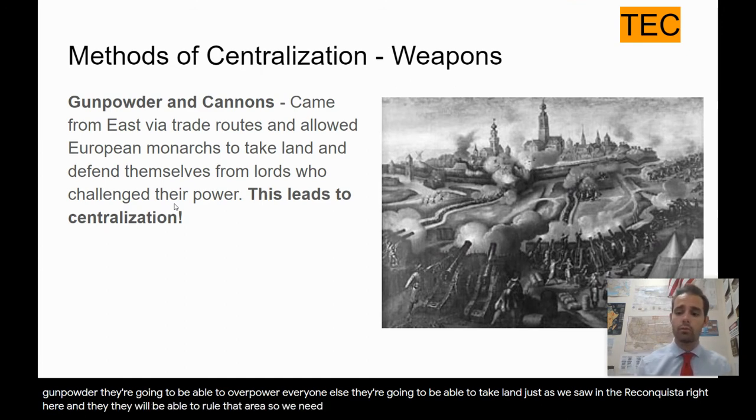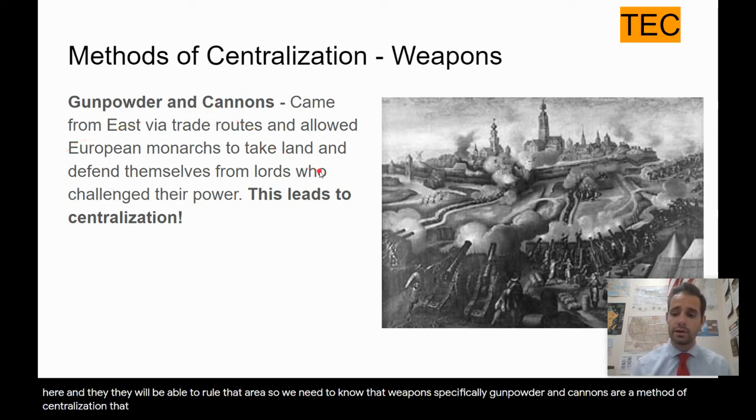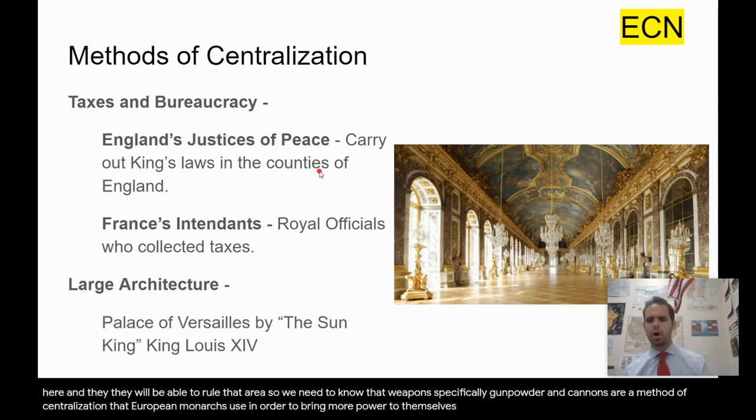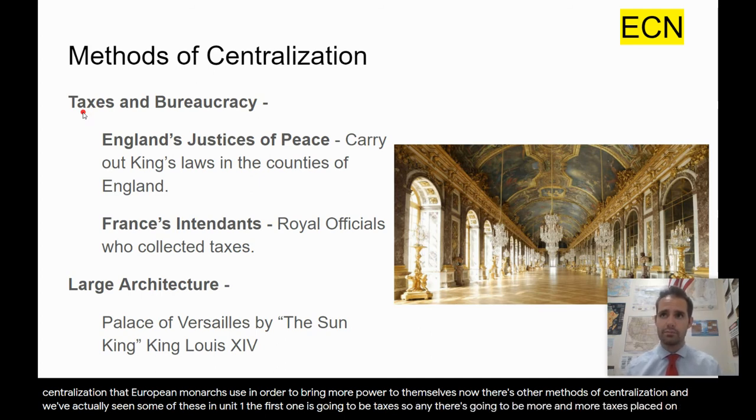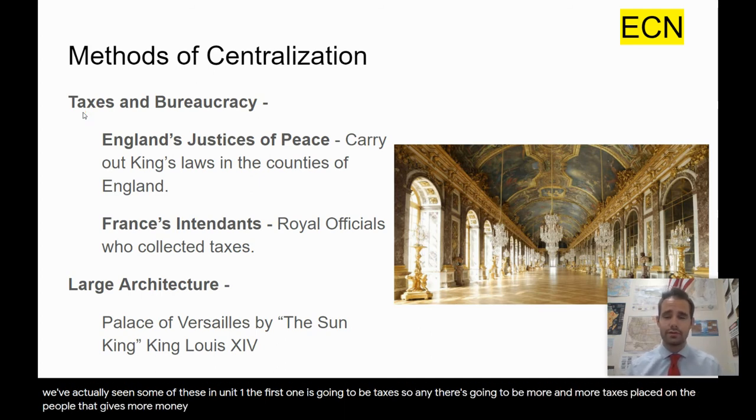So we need to know that weapons, specifically gunpowder and cannons, are a method of centralization that European monarchs used in order to bring more power to themselves. Now, there's other methods of centralization, and we've actually seen some of these in Unit 1. The first one is going to be taxes. So there's going to be more and more taxes placed on the people. That gives more money to the government, and therefore that makes the government more powerful.